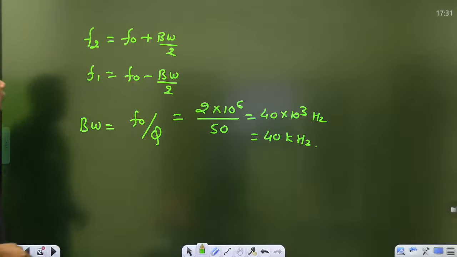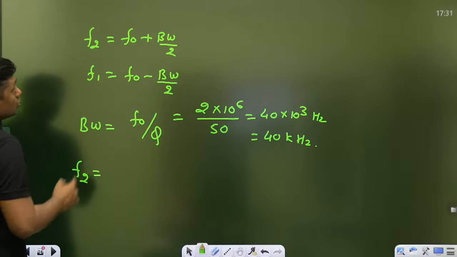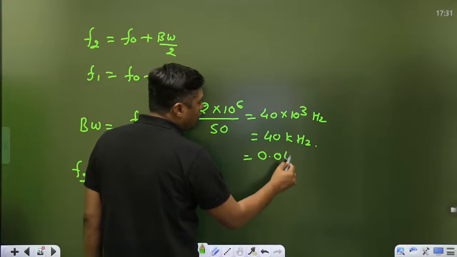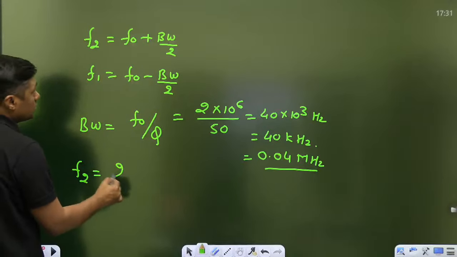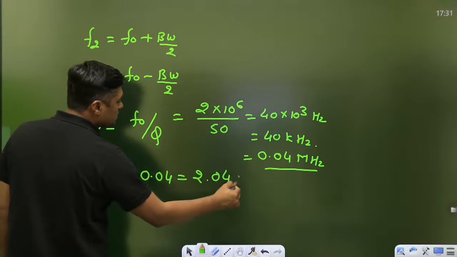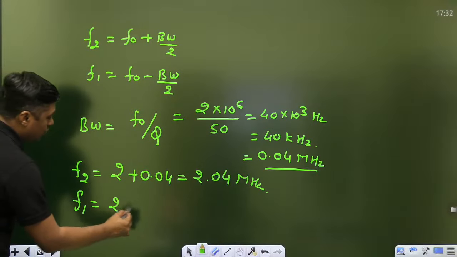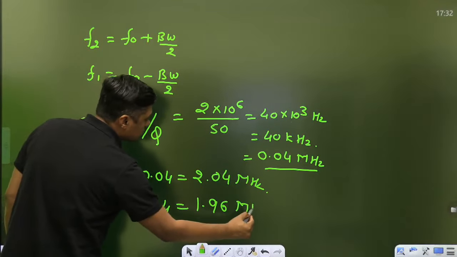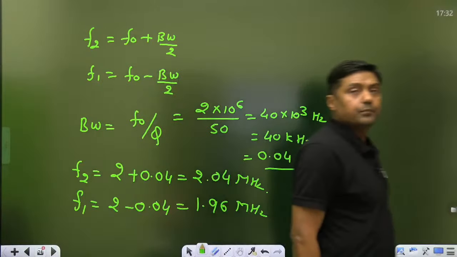Now, once you have the bandwidth, what is F2? 2 megahertz, and 40 kilohertz is nothing but 0.04 megahertz. So 2 plus 0.04 means 2.04 megahertz. This is the one cutoff frequency. And what is the lower cutoff frequency? 2 minus 0.04, that is 1.96 megahertz. Okay, so that is the answer.